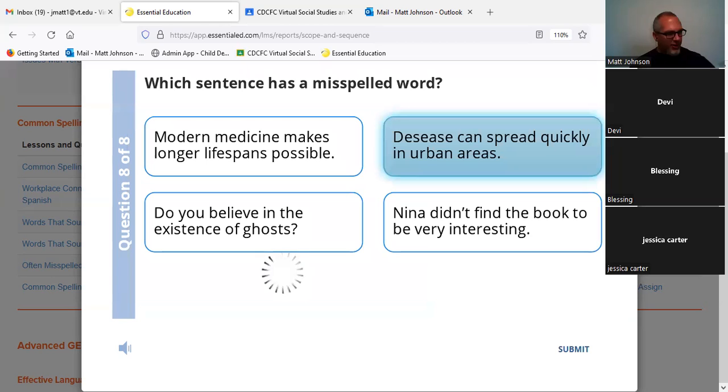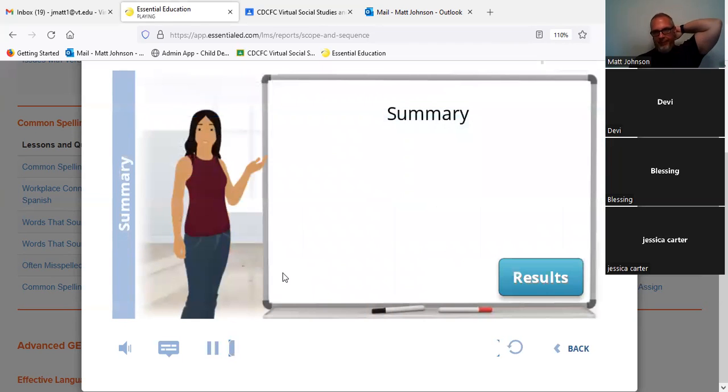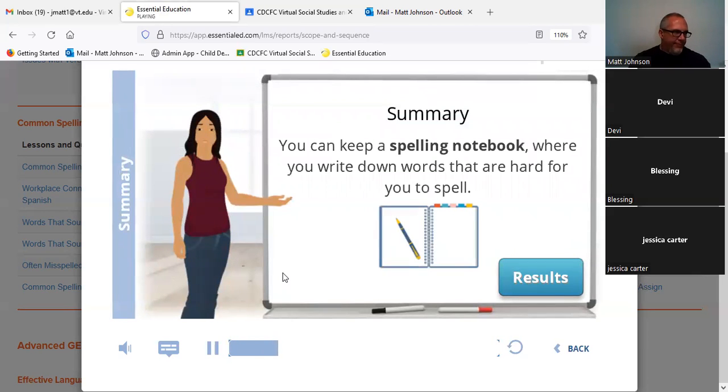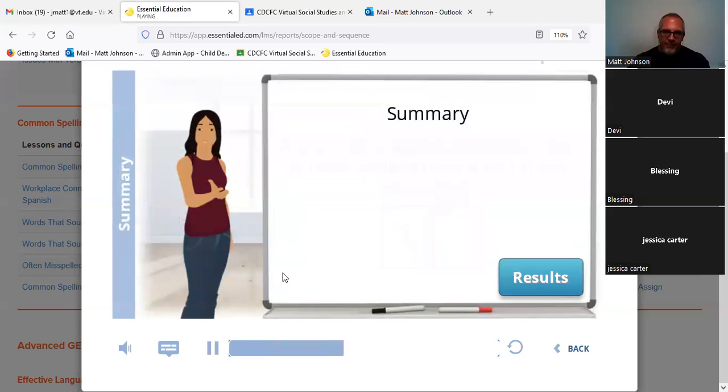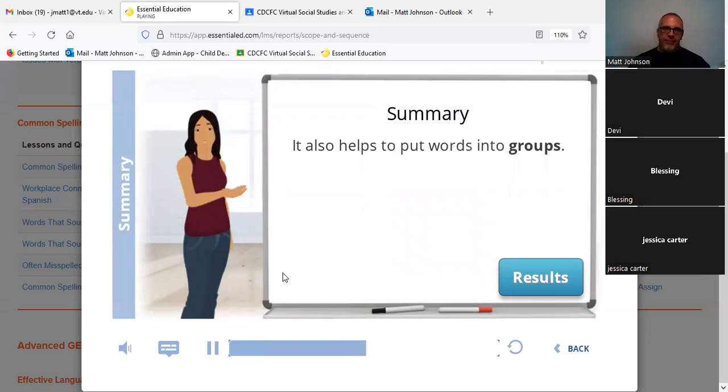So, all right, there is our 8. Let's see what Maria says at the end here. Did you learn a little bit about spelling in this lesson? Spelling can take time to learn. I really hope you keep track of words that give you trouble. You can keep a spelling notebook where you write down words that are hard for you to spell. Write down the definition and write the word in a sentence or two. The best way to improve is to study the words that you have trouble remembering. It also helps to put words into groups, like I did in this lesson.